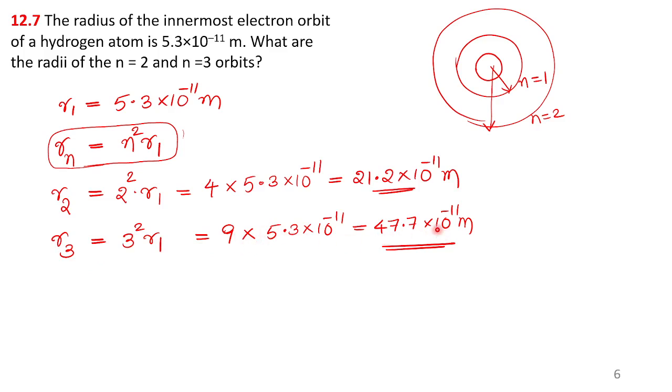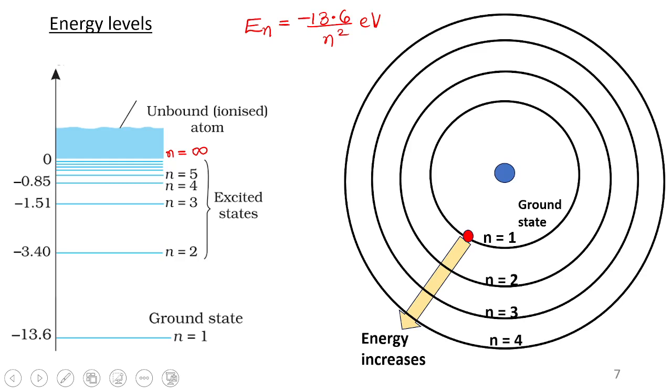Next is energy levels. We have studied the formula for the nth energy state. The energy of the nth orbit is equal to minus 13.6 by n square electron volt. N stands for the orbit number.